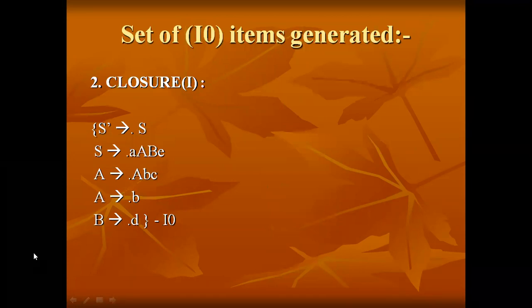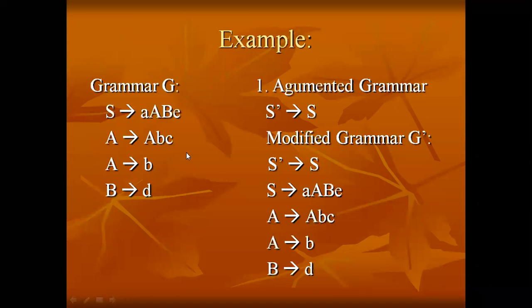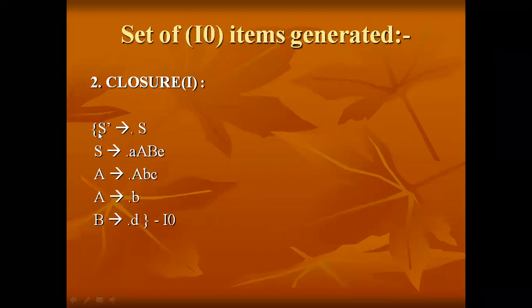How am I computing this closure of I? Just whatever rules we have in the grammar G dash. We have the 5 rules in G dash, right? Write down all the 5 rules here. And to compute the closure of I, just insert the dot symbol at the first appearing symbol on the right hand side. Did you get the point?